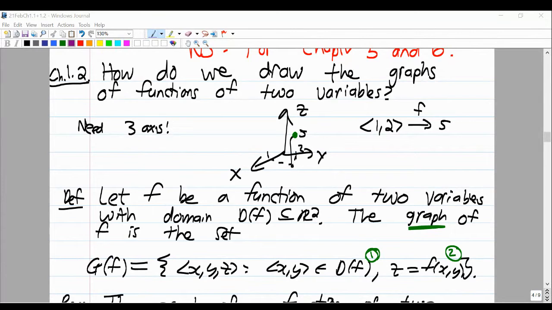Sometimes it's good to rewrite a definition. It's good to talk about the definition so that it makes sense. Again, I want to emphasize, this is very important for chapters 5 and 6. You need to understand what we mean by a function of two variables, sometimes knowing its domain and range, and now knowing what the graph looks like.